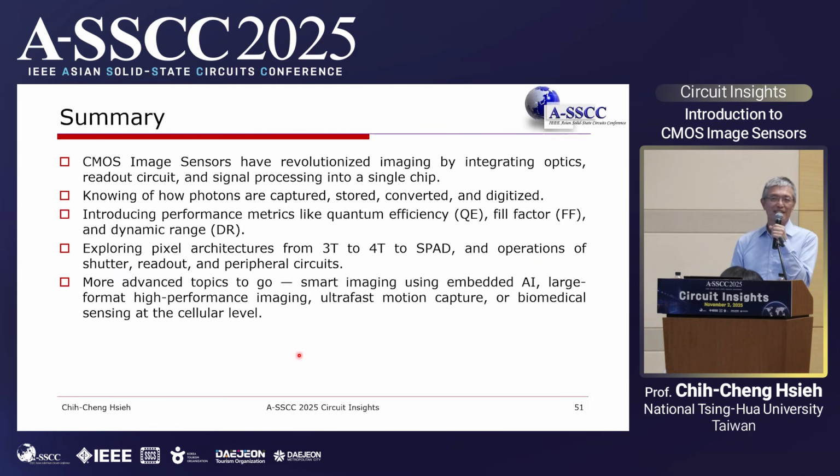Okay, sorry for the hurry. So finally, I will summarize my talk. I introduced the CMOS image sensor from photon capturing, storage, conversion, and then digitization. And also introduced some performance metrics like QE, FF, and DR. And we explored some pixel architectures like 3T and 4T.